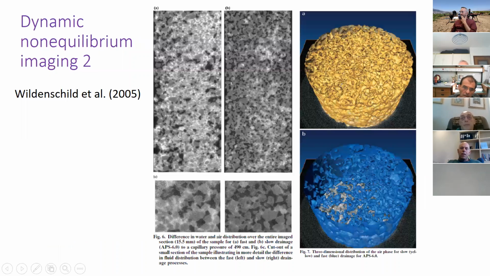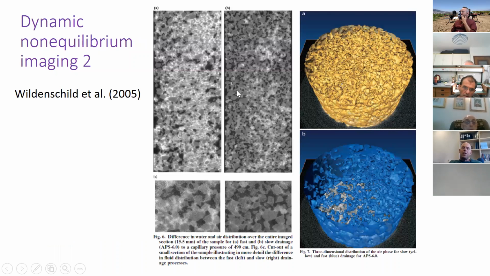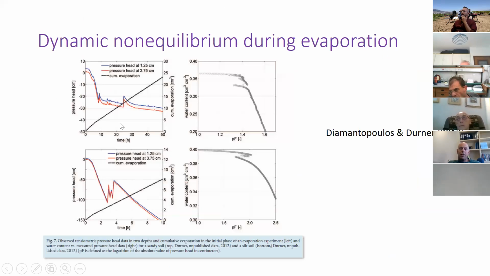And so these experiments were also done on larger pores, and you can see the same imaging. Fast drainage, slow drainage. The fast drainage cannot drain as much as the slow drainage. And you can see some 3D images of that.